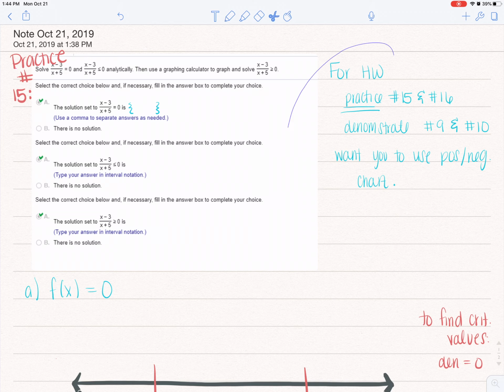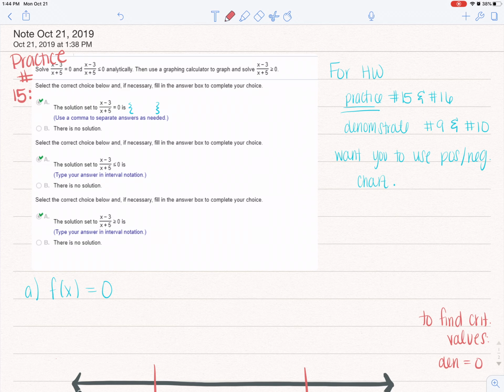So what I want you to take note of is over here to the right, I made kind of a cheat sheet for you. Practice number 15 and number 16, and then demonstrate number 9 and number 10 all use those same directions. The wording that I used in class was make a positive negative chart to determine all of those. So I'm going to walk you through what MyMathLab is asking versus what we did in class. The first part says to find f of x equals 0.